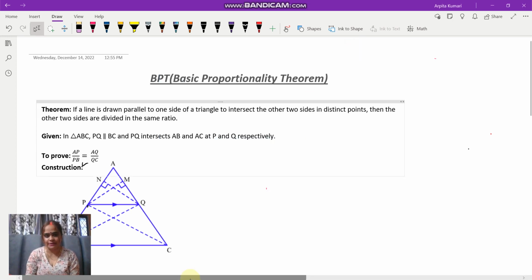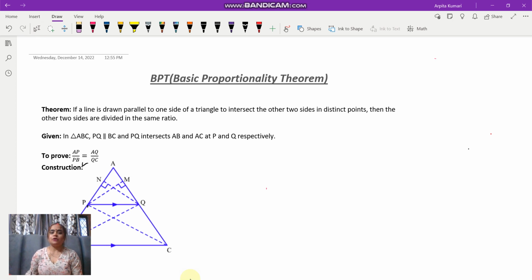Hi, my name is Arpita, and today we are going to learn about a very important theorem of triangle, that is the basic proportionality theorem, which is also known as Thales theorem, because it was introduced by the famous Greek mathematician Thales.